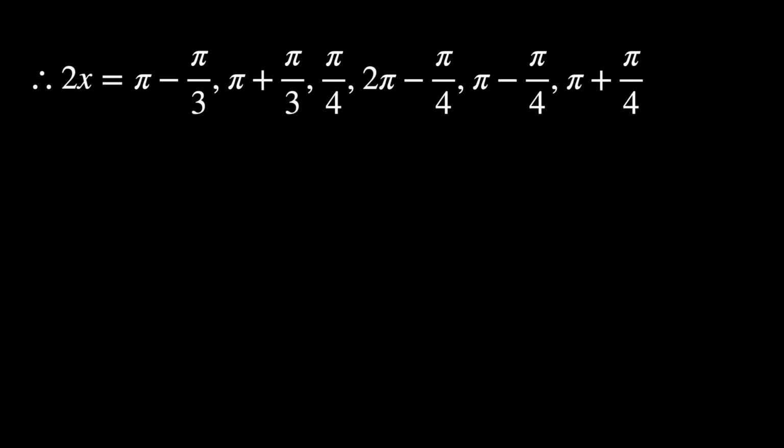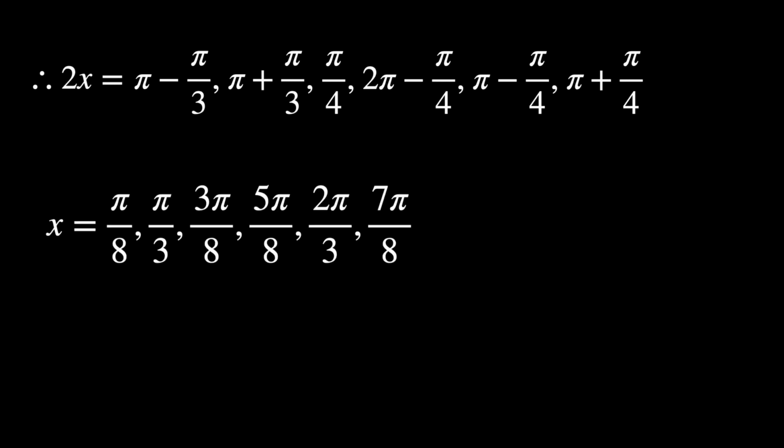We just need to simplify those fractions and divide by 2, and we get solutions for x of pi on 8, pi on 3, 3 pi on 8, 5 pi on 8, 2 pi on 3, and 7 pi on 8 for our range of 0 to pi.